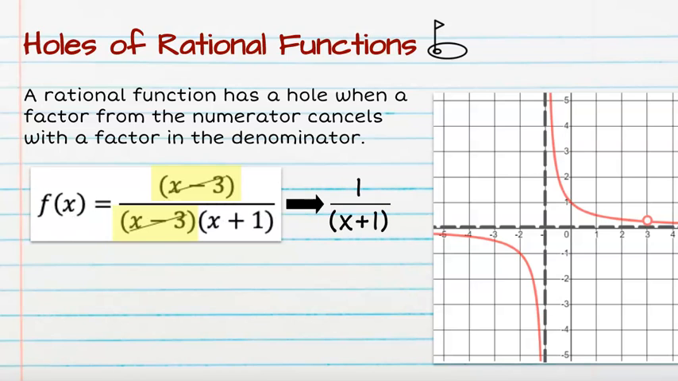We can then use the simplified function to further investigate this. After canceling the x minus 3, our simplified function is 1 over x plus 1. So we know the hole is at 3, but let's find the y value of the hole. We will take the 3 and substitute it into the simplified function. 1 over 3 plus 1 gives us 1/4. So the hole is located exactly at 3, 1/4, which you can see in the graph.